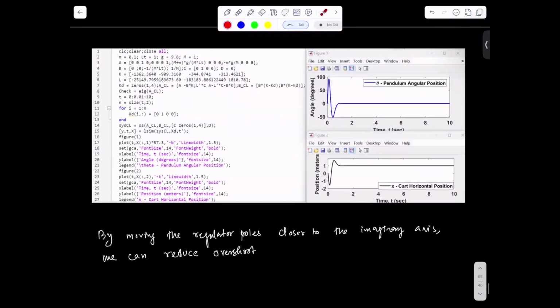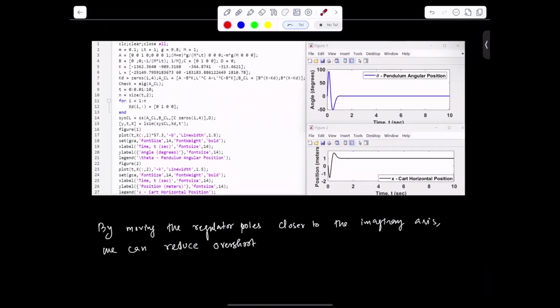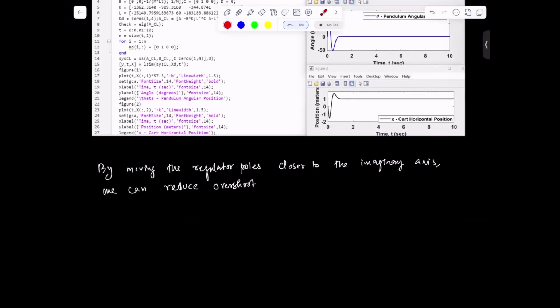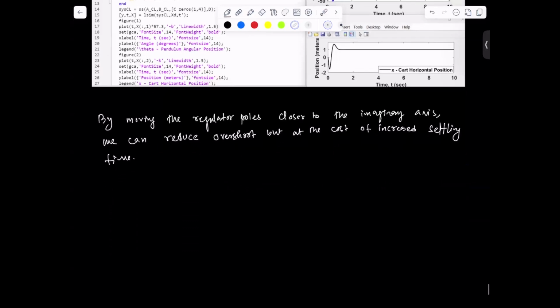But if you place these poles towards the imaginary axis, another problem will come: settling time will increase. Let me write here: reduced overshoot, but at the cost of increased settling time. So it means we can't get both advantages. We have to pay some cost in the other case.